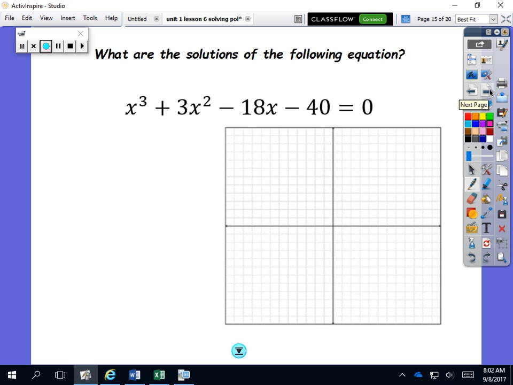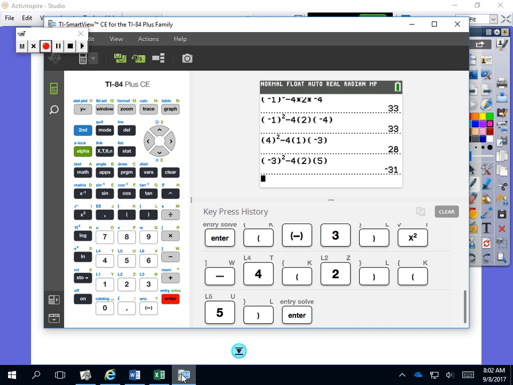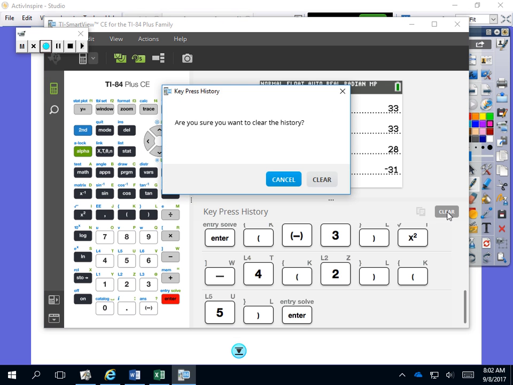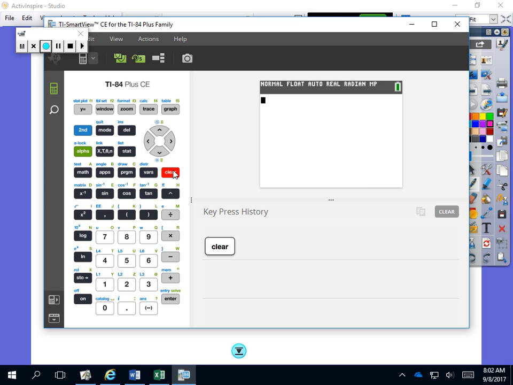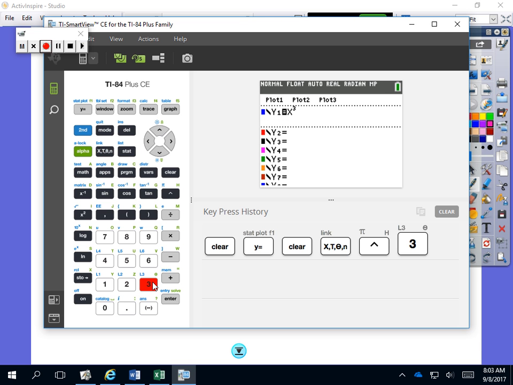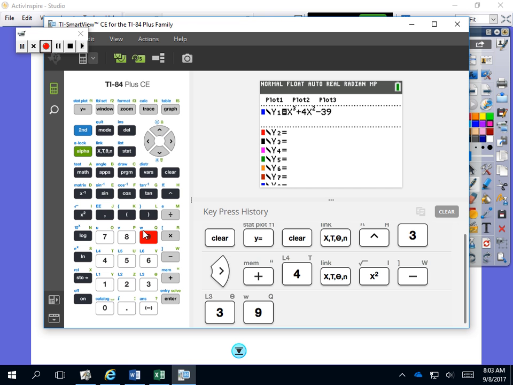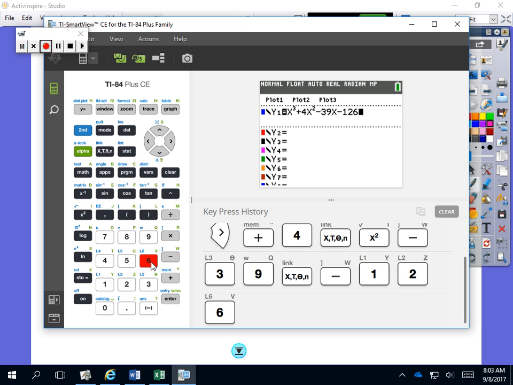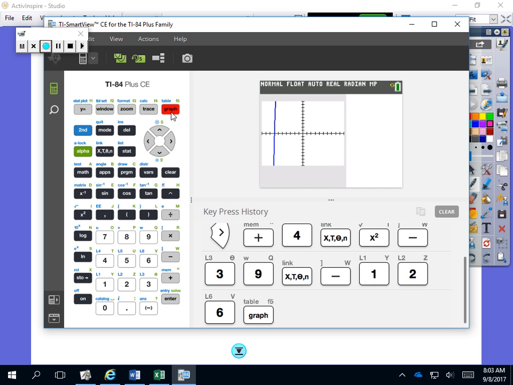So you can put it in your calculator. Let's clear everything out of here and go to the y equals menu. Put x cubed in there, x cubed plus 4x squared minus 39x minus 126. And then press your graph. And I'm looking here and I see a solution here, here, and here.